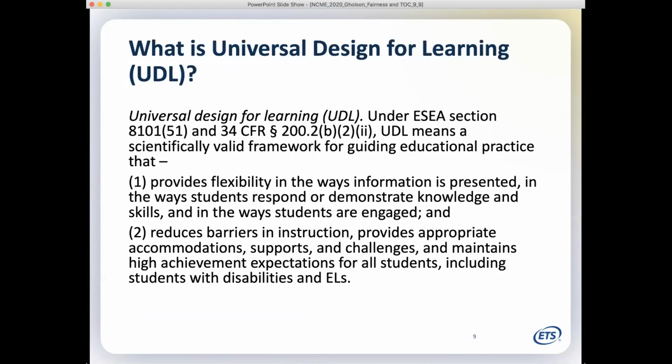So what is universal design for learning? In the guidance under the U.S. Department of Ed and under the SEA, it says it's a scientifically valid framework and provides flexibilities in ways information is presented, in ways students respond or demonstrate knowledge, and in the way that students are engaged. And it's supposed to reduce barriers in instruction. And so that's pretty much the definition, which you can see doesn't really give you a lot of detail. It's pretty vague in the description. And as most guidance documents are, they're open to interpretation. Next slide.